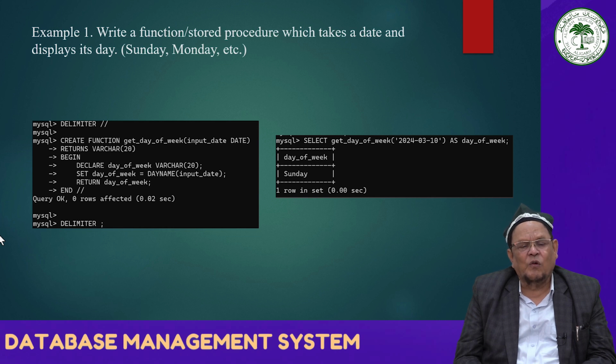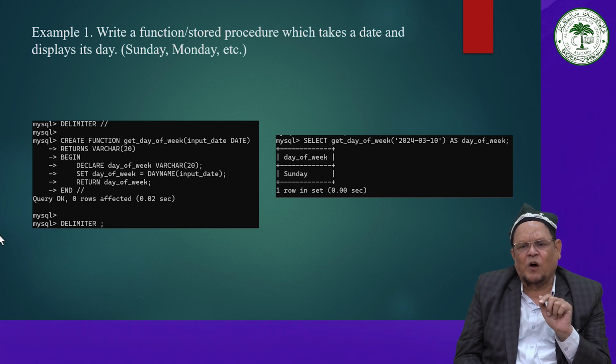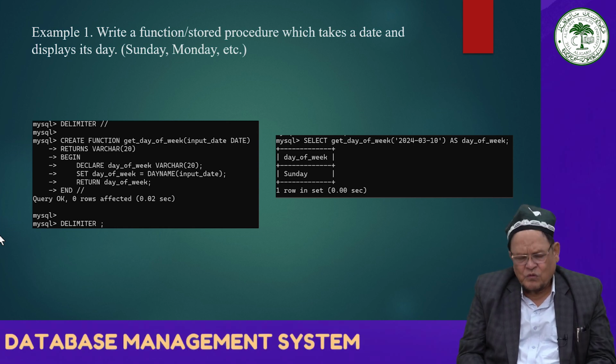When you call the function, you write in MySQL SELECT get_day_of_week. Suppose you enter the date 2024-03-01, then AS day_of_week is an alias. When you run it, it will display the day of the week, Sunday. In this way, we are able to run the program.